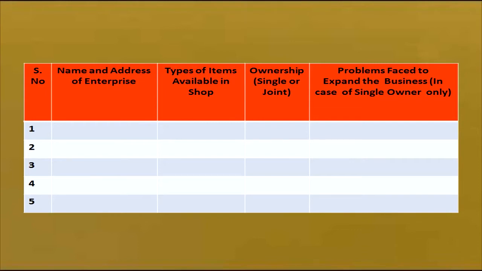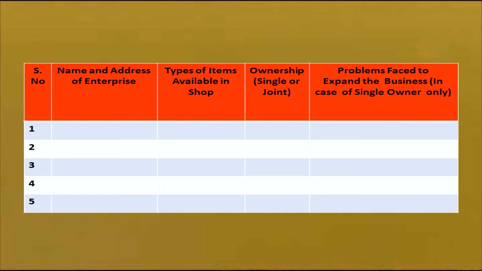Type of items available in the shop. If it is a small shop, it means more items or a variety of items will be there, and definitely you can include some of the names of different products that you have seen. Similarly, there are shops which are engaged in special products only, medicines, textiles, like that also you can include, specialized in one item, that is, the main item is medicine or textile. And problems faced to expand the business.